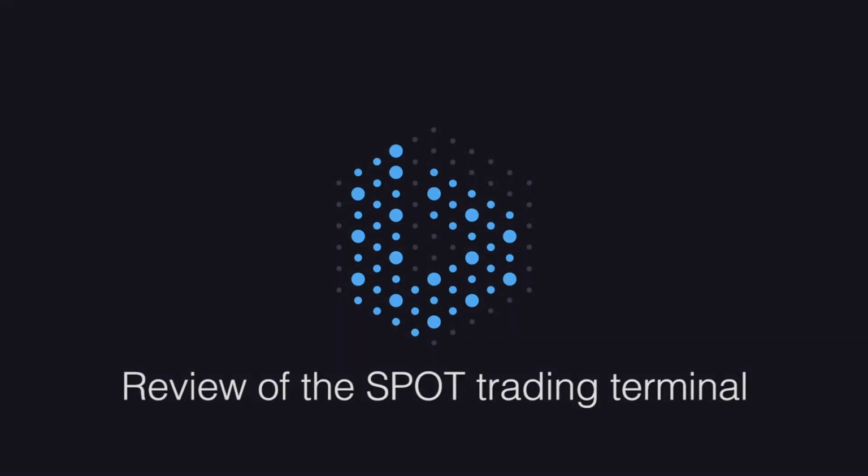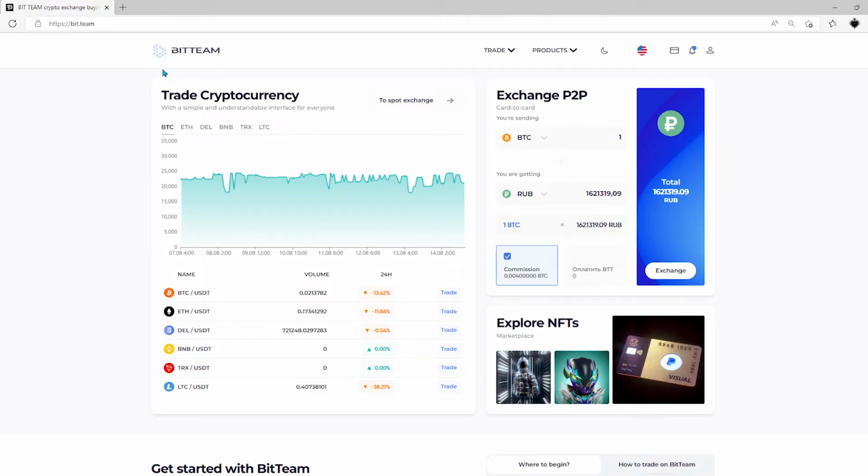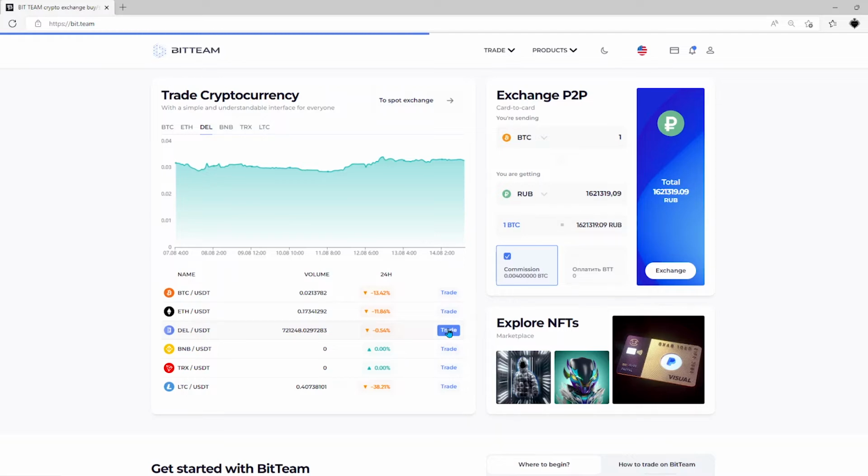Review of the spot trading terminal of the Bit.team exchange. On the main page of the Bit.team exchange, you can see trading charts for various pairs, and you can also go to the trading terminal and start trading cryptocurrency by clicking on the link "Go to the exchange" or pressing "Trade" near a suitable trading pair. The trading terminal consists of the following blocks.